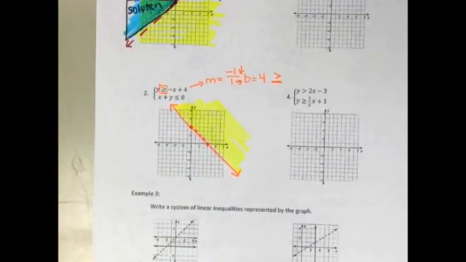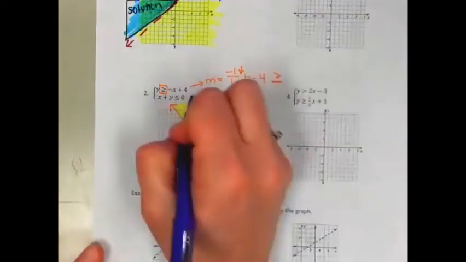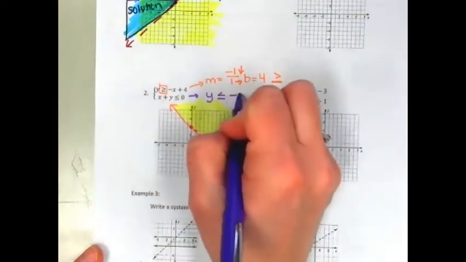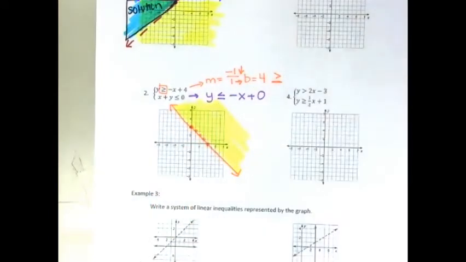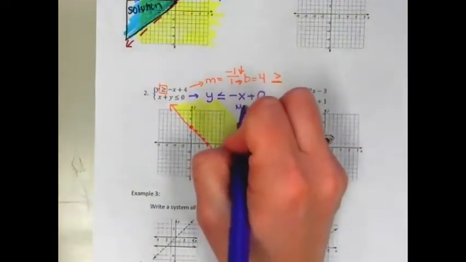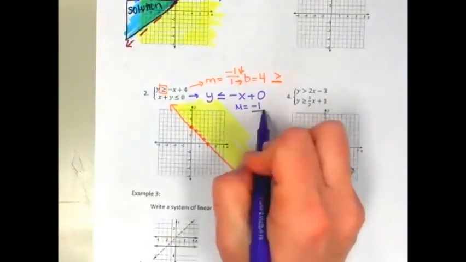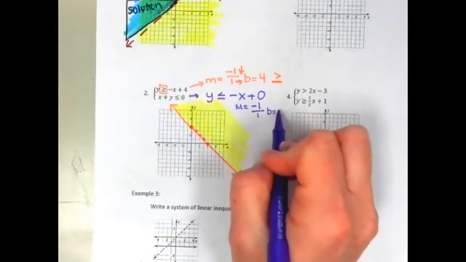What is wrong with the second equation there? We're not in slope-intercept form, so how would I move the x over? I would subtract it. So I get y is less than or equal to -x plus 0. I don't need the plus 0, but I'm going to put it there. It doesn't matter. And I didn't flip my inequality sign because I didn't divide by a negative. All right. So what is my slope for this one? -1 over 1, and my y-intercept is 0.